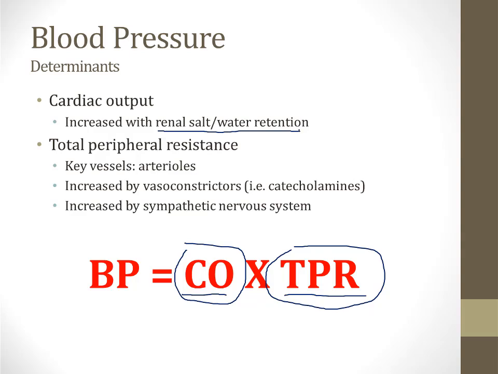There are also a number of causes of secondary hypertension that we'll discuss in this module that involve increased total peripheral resistance. The key vessels that determine your total peripheral resistance are the arterioles. Any disease process that constricts the arterioles will raise the peripheral resistance, and that can cause secondary hypertension. For example, in the setting of vasoconstrictors like catecholamines or increased tone from the sympathetic nervous system, the total peripheral resistance can rise, and that can lead to secondary hypertension.